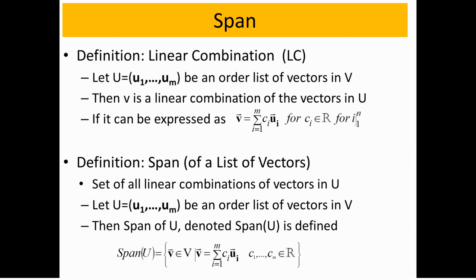In a sense, we think of the span of U as all the vectors we can possibly write as linear combinations of U. Notice that the span of U is a collection of vectors. It's not just the vectors in U anymore. There's an infinite number of vectors in the span of U.